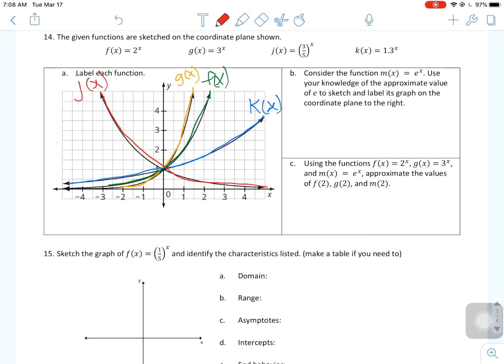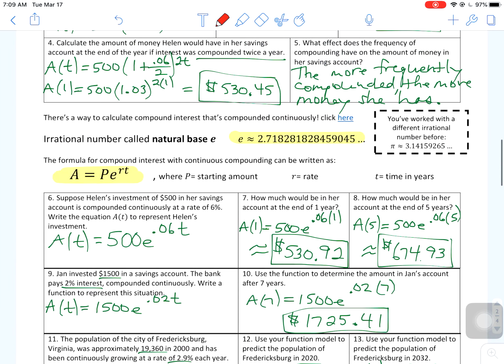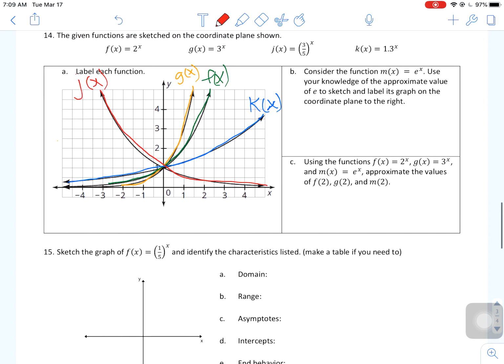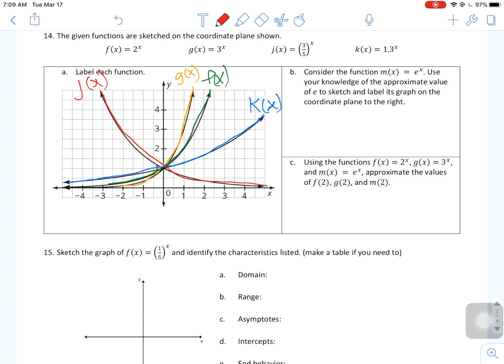For part B, consider the function m of x equals e to the x. Use your knowledge of the approximate value of e to sketch and label its graph on the coordinate plane to the right. So if I scroll back in that highlighted part, e is approximately 2.7. So 2.7 is in between 2 and 3, but closer to 3. So when I draw in this new graph, I want to draw in a curve that's in between g of x and f of x, but closer to g of x.